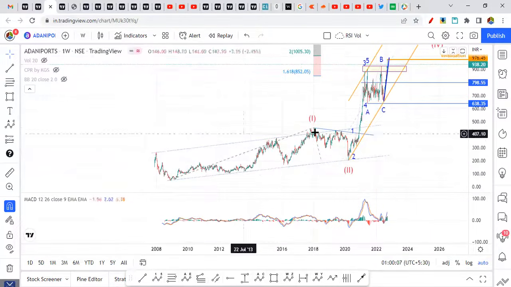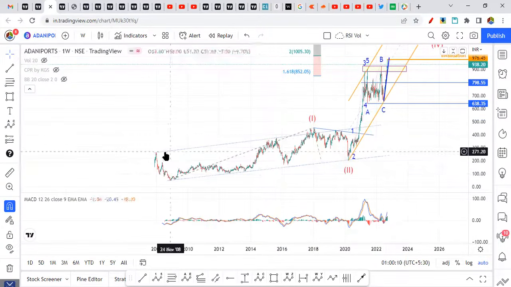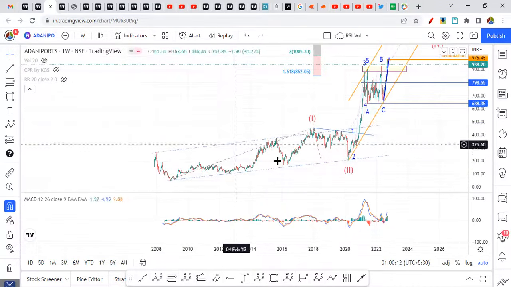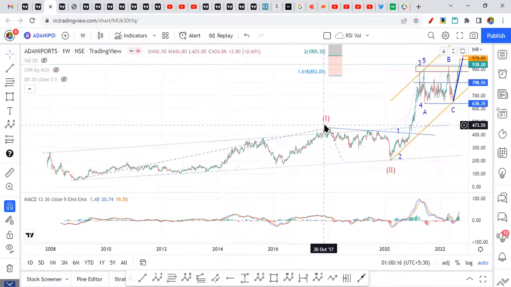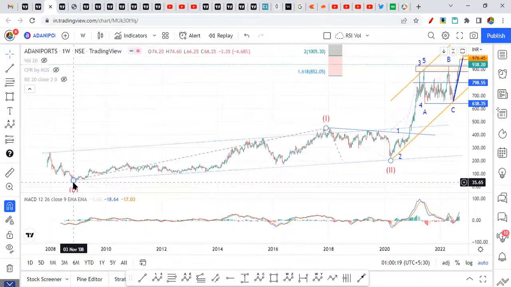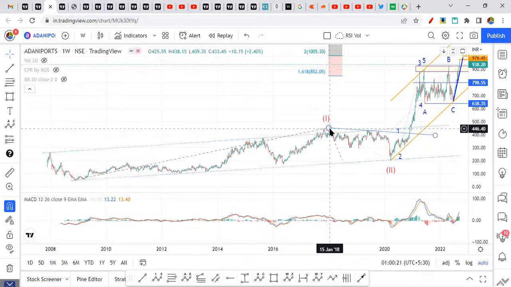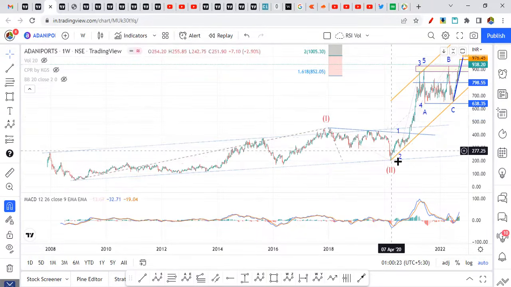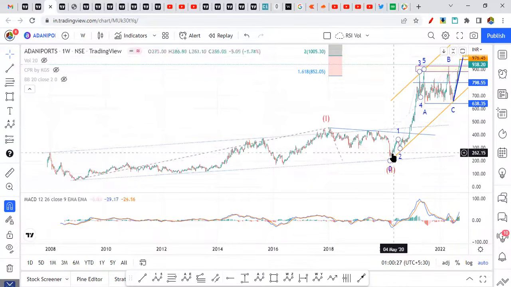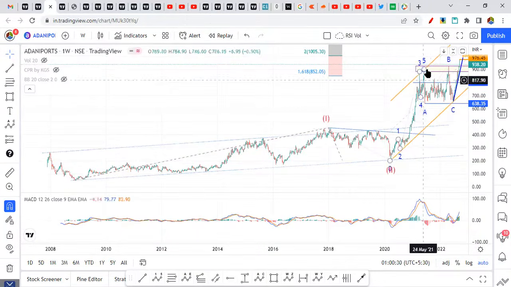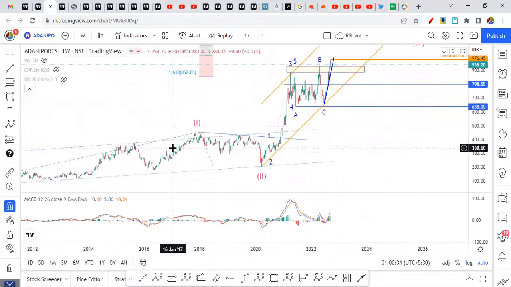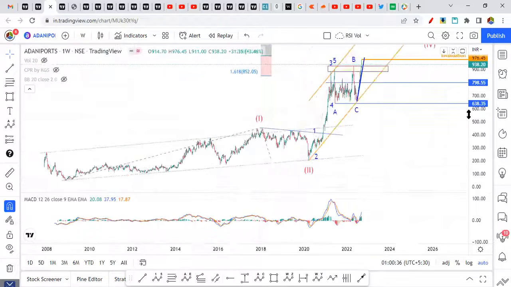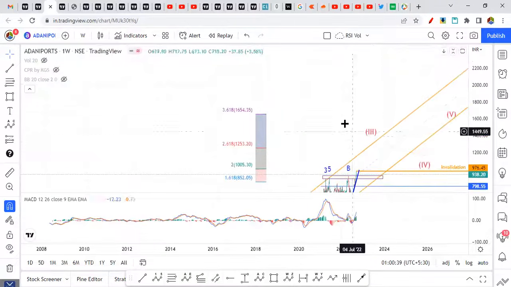So you can see here a trend line had been broken, right? So this is the trend line, the dotted trend line, that has been broken. And you can see here, this can be wave one, okay, from 2008 till 2015, this very long wave one, then wave two, and then after the 2020 COVID low, it gave the breakout from this particular channel. So it has been in a bullish third wave. So the third wave is not yet complete.